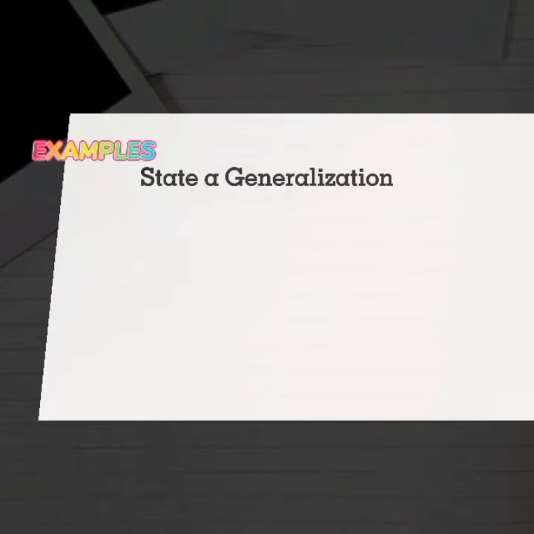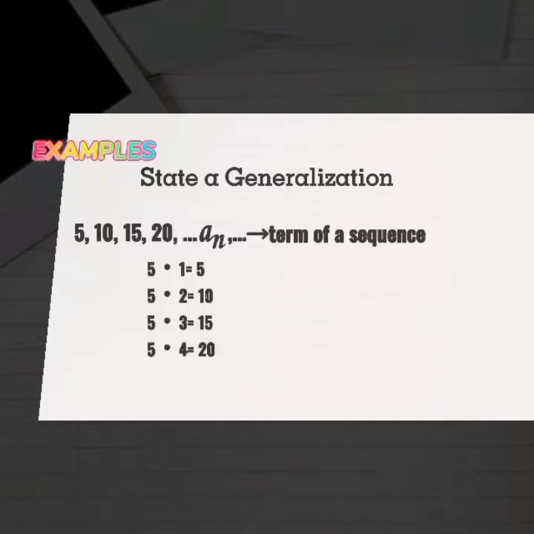Let's have an example and state a generalization. A generalization is like a formula. Let's have the numbers 5, 10, 15, 20, a sub n. We call each of these a term of a sequence. The four elements are multiples of 5, 5 times integers. 5 is 5 times 1, 10 is 5 times 2, 15 is 5 times 3, 20 is 5 times 4. So, the general term is a sub n equals 5 times n.